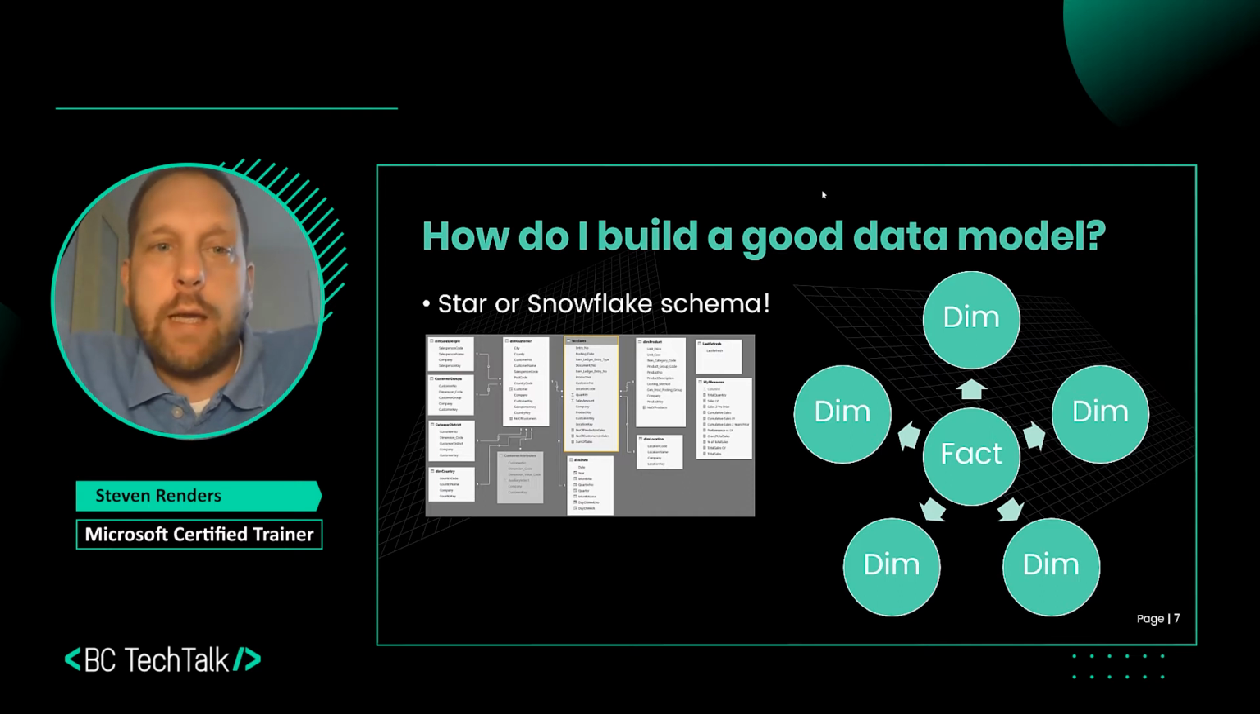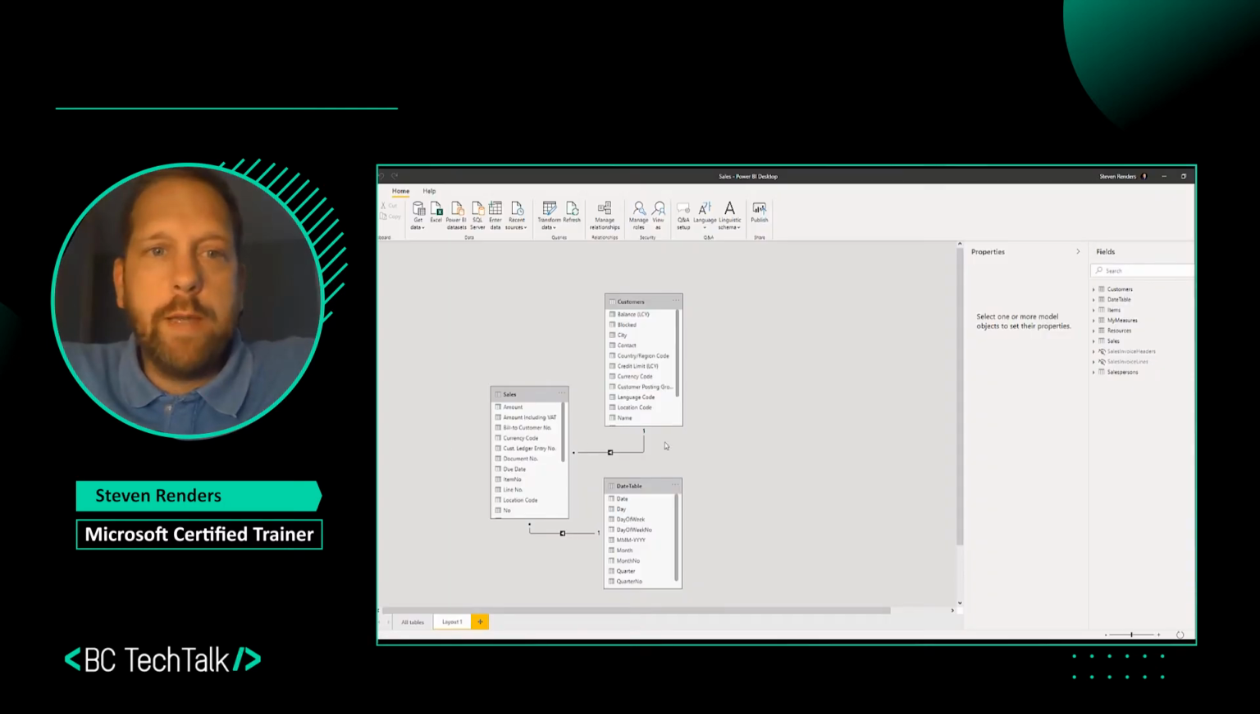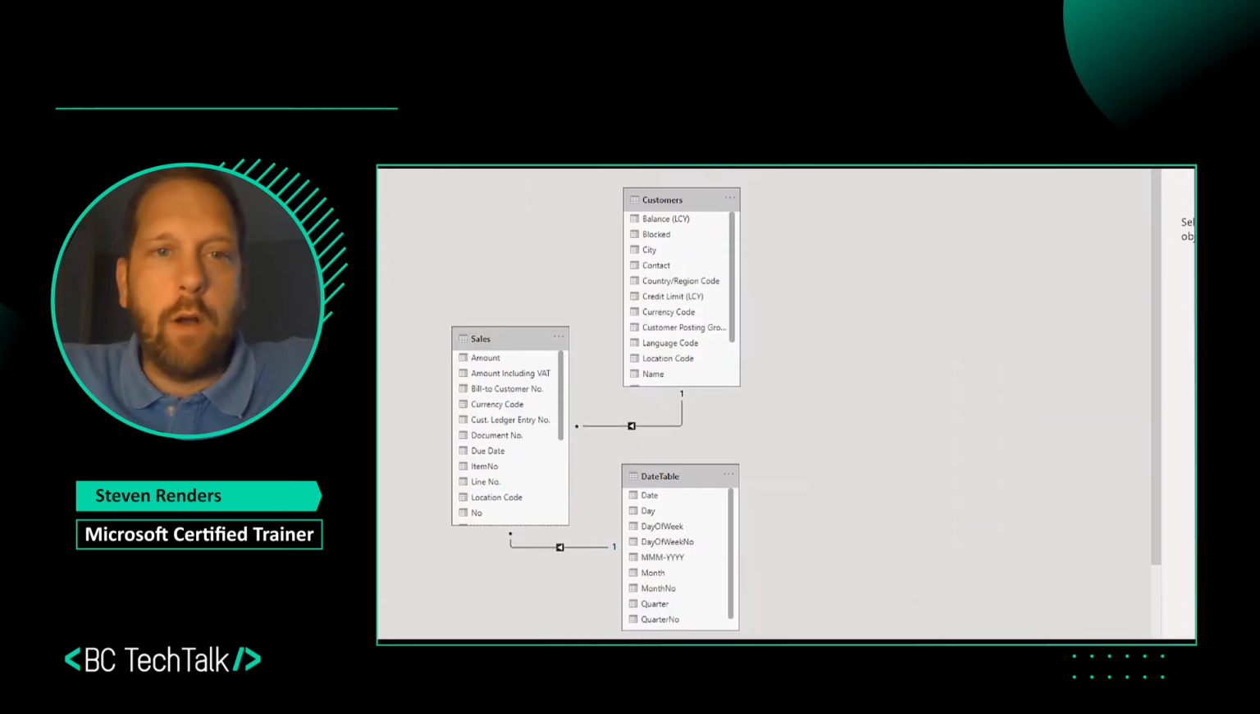So how do you need to build a good data model? Well, actually, you always need to use a star or a snowflake schema. Let me demonstrate this. All right, so the trick to building a good data model is by creating a star schema. And here you see an example.